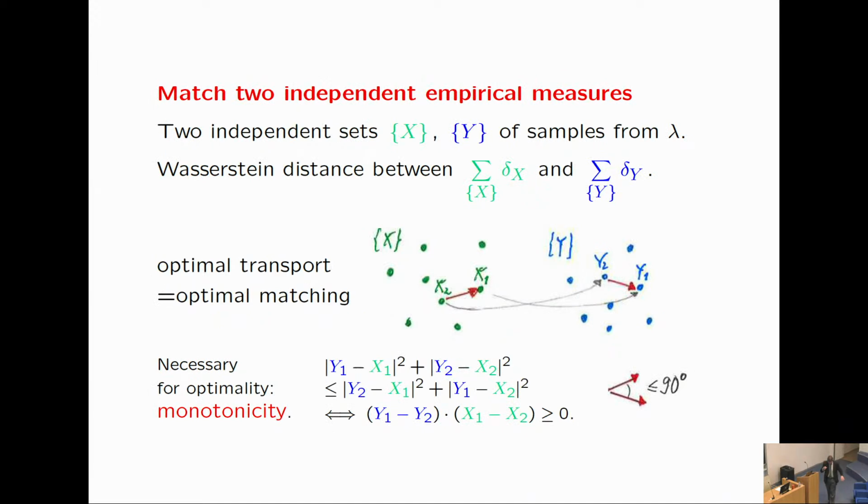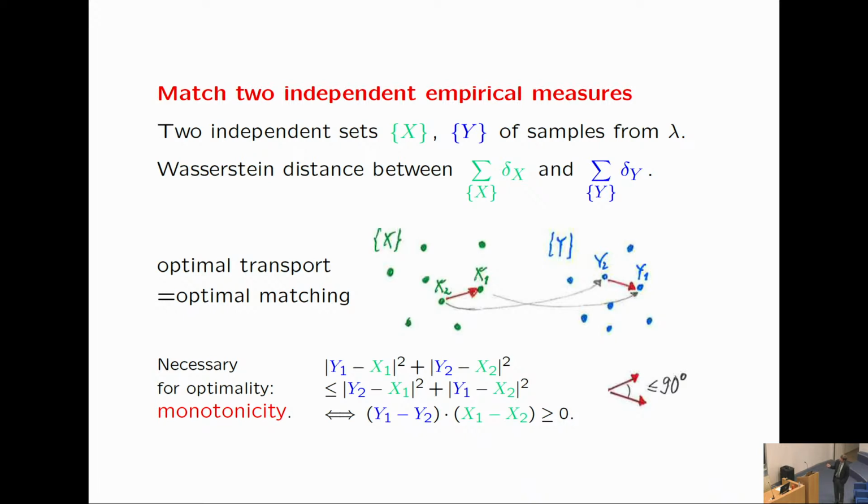And now let's make it even simpler, and let's think of the case where both measures you want to relate by optimal transportation are actually discrete measures. So both of them are atomic. In other words, what you're given is really two sets of points, the green points x and the blue points y, and you want to optimally transport the green Dirac measure into the blue Dirac measure. And that, of course, is nothing else than matching the green and the blue points.